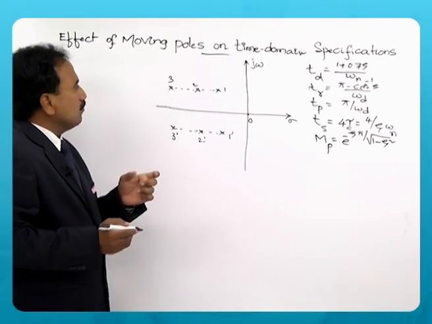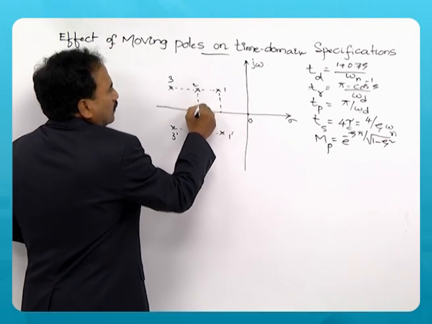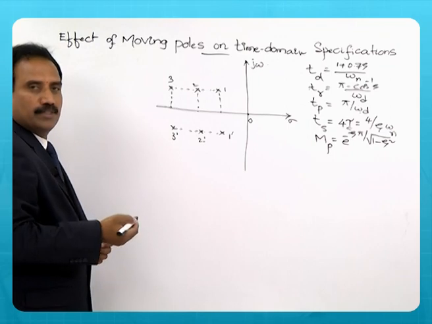First part is what is happening to the real part of the pole. So real part of the pole is moving towards left.